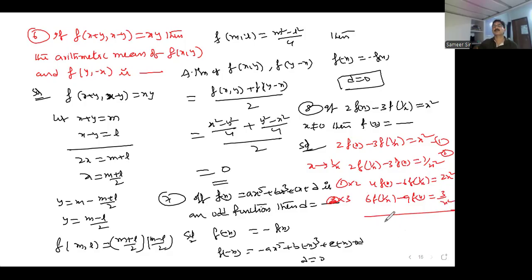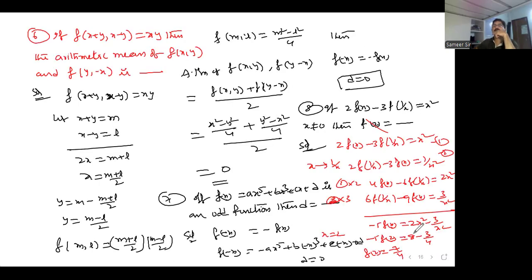If you add here, minus 5f of x is equal to 2x square minus 3 by x square. He is asking, if x is equal to 2, if you substitute, minus 5f of 2 is 8 minus 3 by 4. Simplify and we'll get the answer.